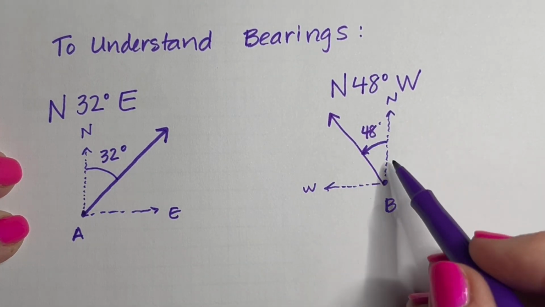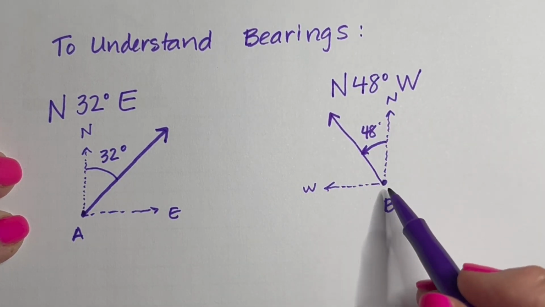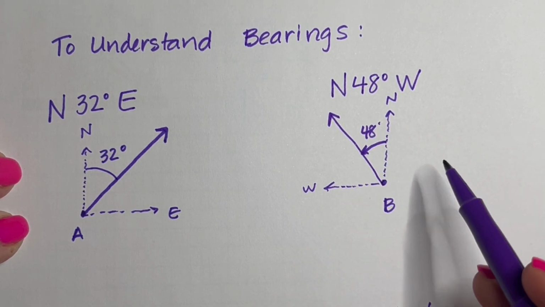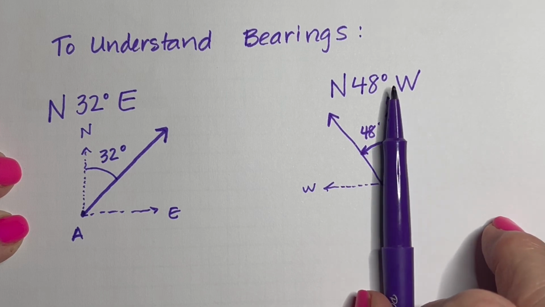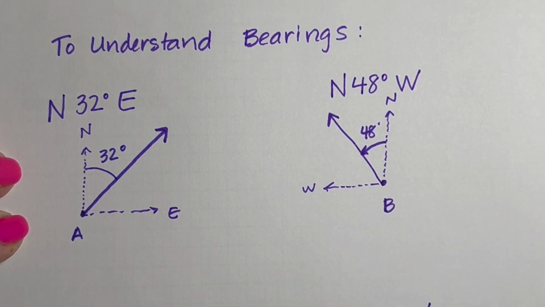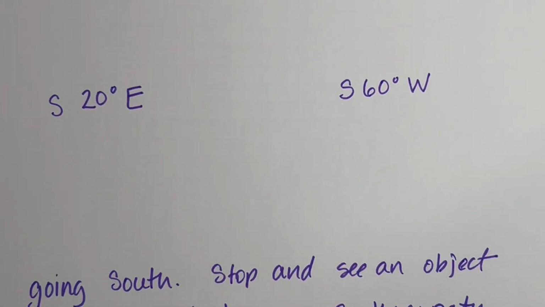And so bearings is on the north, south, east, and west scale, kind of like the axes, kind of like your X and Y axes. And then it's telling you how to turn starting in one direction. Now let's do another couple problems here.